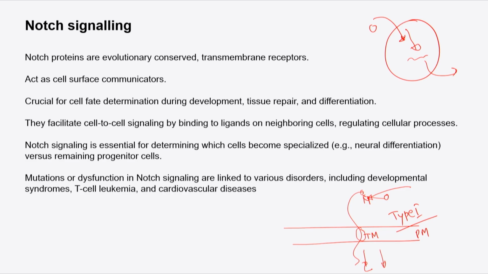So these are kind of a cell surface communicator. They are present on the very outer side of the cell. As I told earlier, this is very crucial for cell fate determination during the developmental stage, tissue repair, and differentiation. So we looked into differentiation, how differentiation is very critical, that one cell type can be converted into multiple cell types. Tissue repair is also very important.